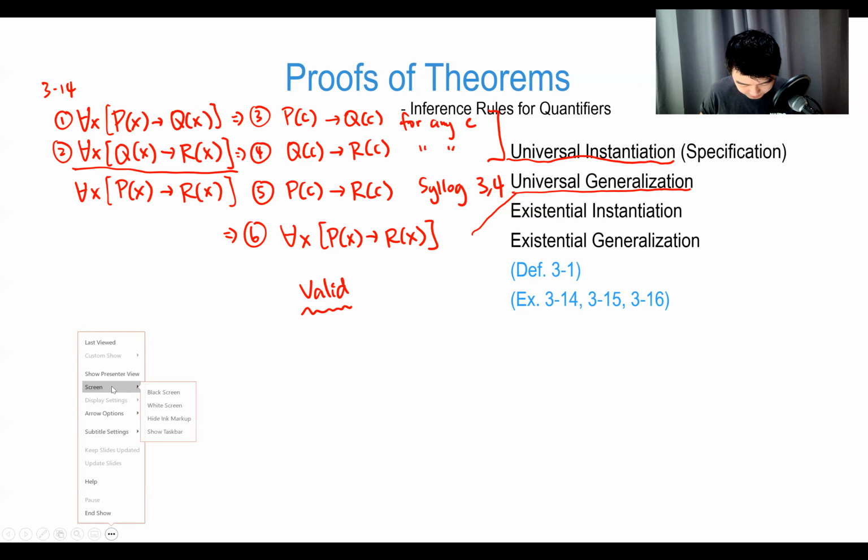Let's go to a white screen here, and let's do one more example. We'll call it 315. I want to do one more proof. Now, this proof is going to be a little bit more challenging because I'm going to teach you a new technique. So let's say I have something like for all x, P of x or Q of x.